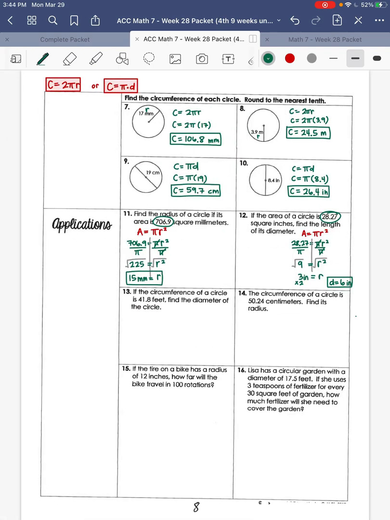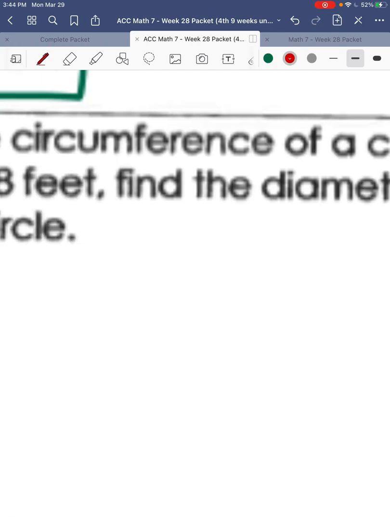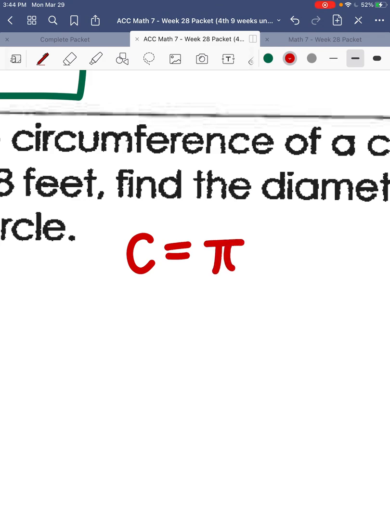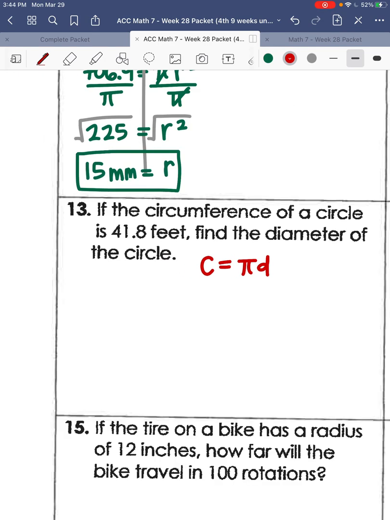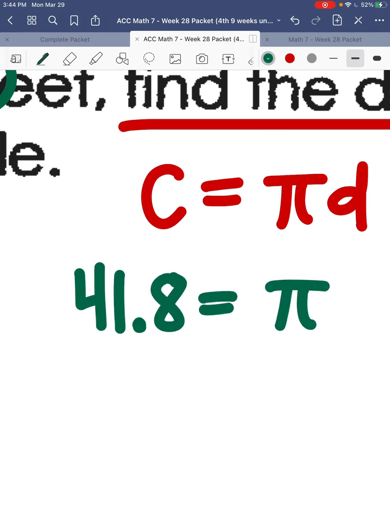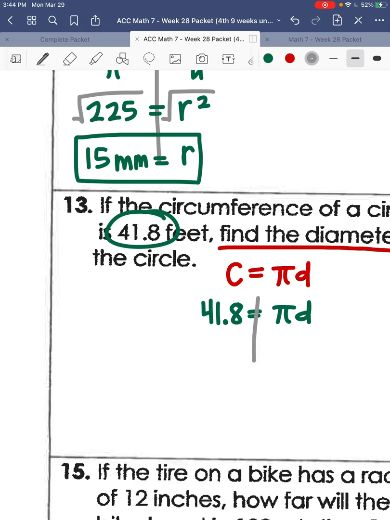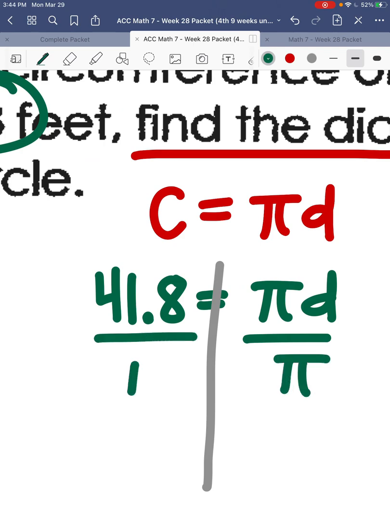Okay, let's look at number 13. If the circumference of a circle is 41.8 feet, find the diameter of the circle. Remember our formula. C equals pi times D. That's the one that I'm going to use because it's telling me to find the diameter. So that's the one that would make most sense to use. It also tells me that the circumference is 41.8 feet. So I plug that in for C. So 41.8 equals pi times the value that I'm trying to find, D. So we're just going to solve for D. D is connected to pi through multiplication, so I undo that by dividing. So I divide by pi on both sides, and that'll get D by itself.